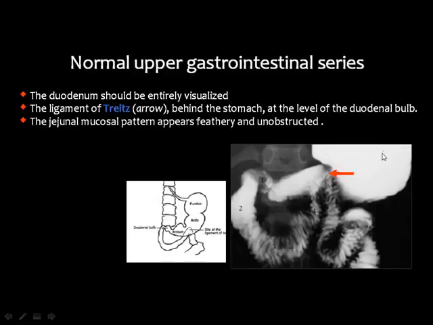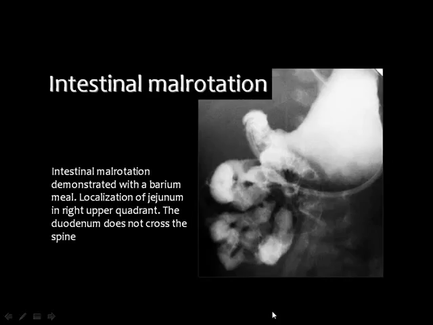Normally, whenever you give the patient barium, then you will see the duodenum, and the junction between the duodenum and the jejunum, which is the site of ligament of Treitz, should be to the left of the spine and to the level of the duodenal bulb. Then if you see this finding, you consider it normal bowel with no rotation.